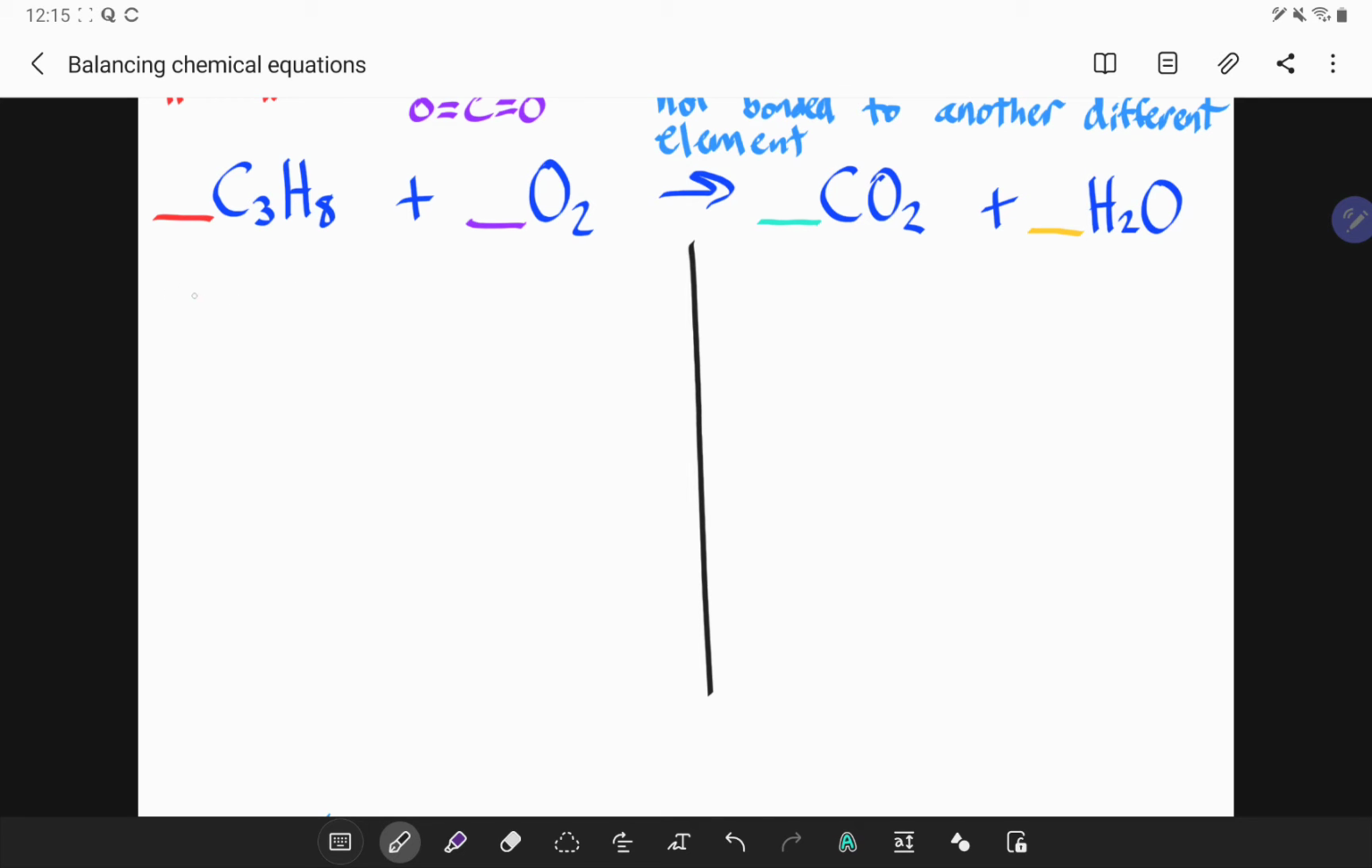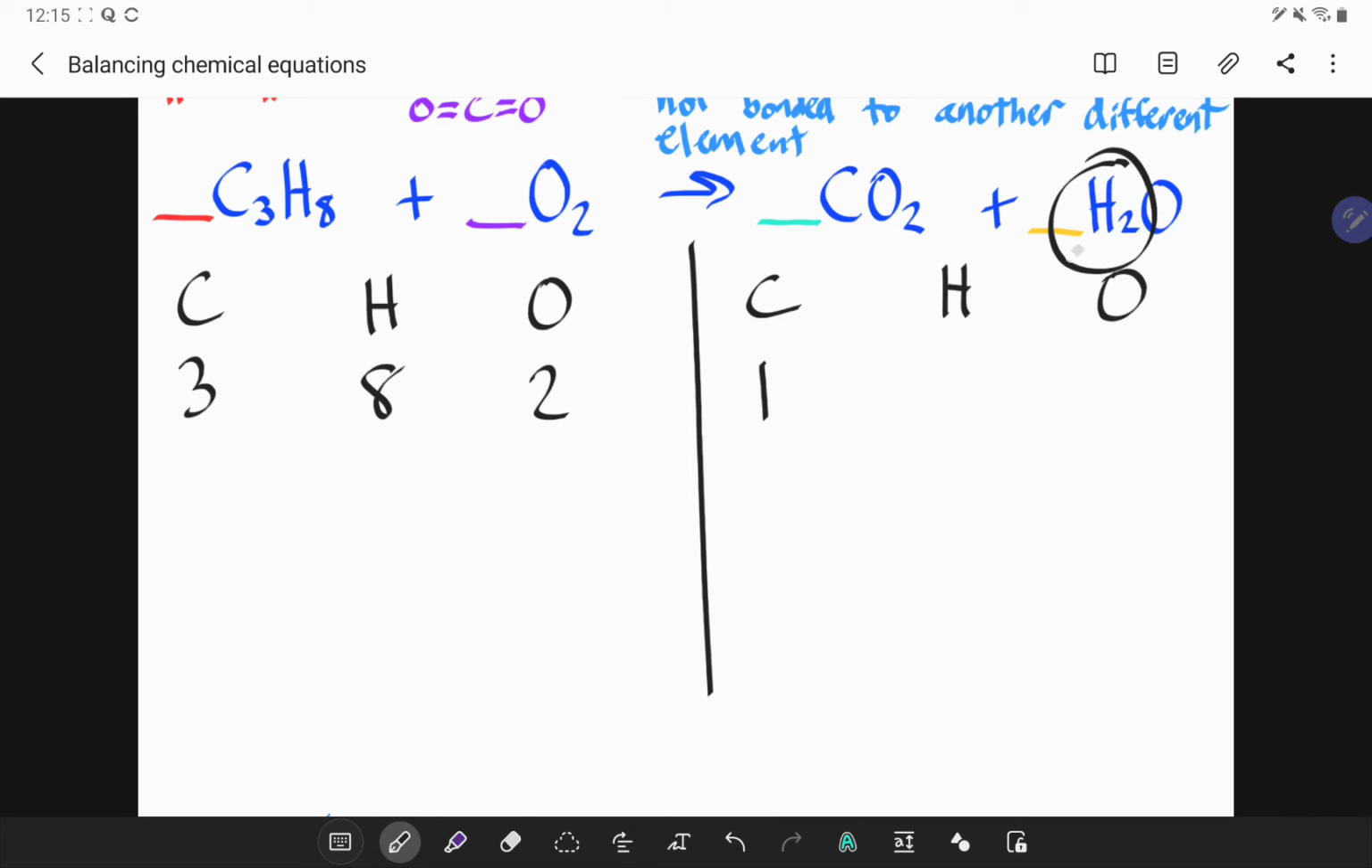All right, I'm going to set this up for us. We've got C, H, and O, C, H, and O. I'm going to do this one a little bit faster. I notice that I have 3 carbons on the left side. I have 8 hydrogens on the left side. And I have 2 oxygens on the left side. On the right side, I have 1 carbon. I have 2 hydrogens. And I have 2 oxygens over here, plus 1 more over here. I have 3 oxygens.